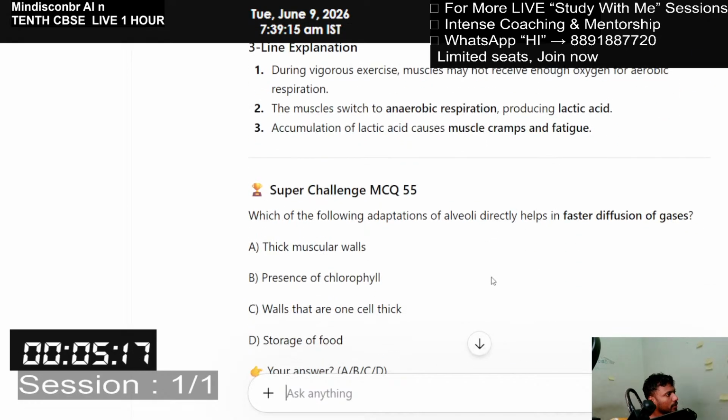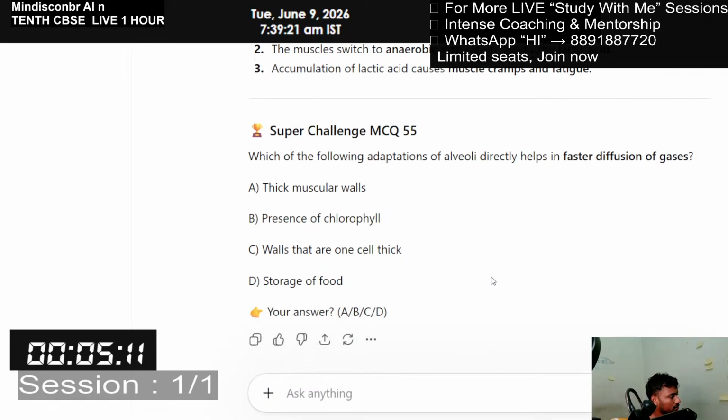Which of the following adaptation of alveoli directly helps in faster diffusion of gases? Walls that are one cell thick, that is capillaries.